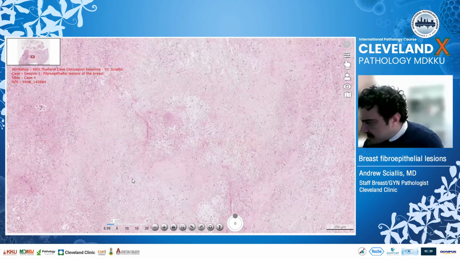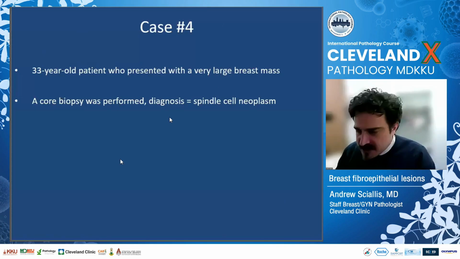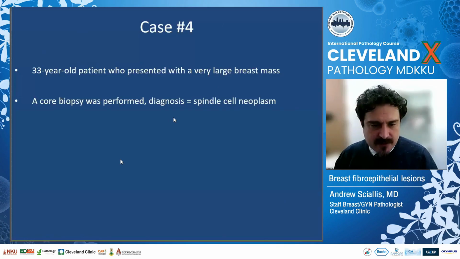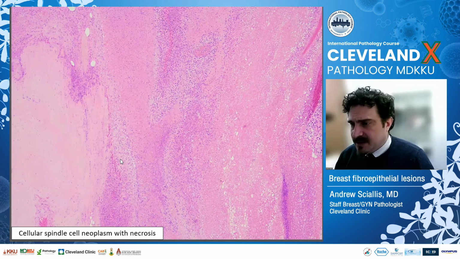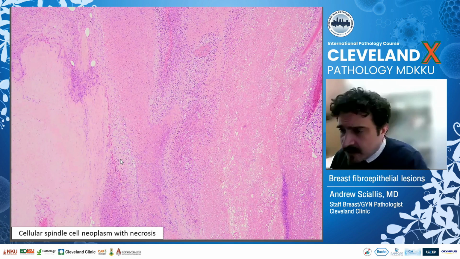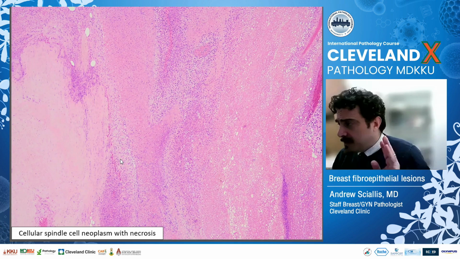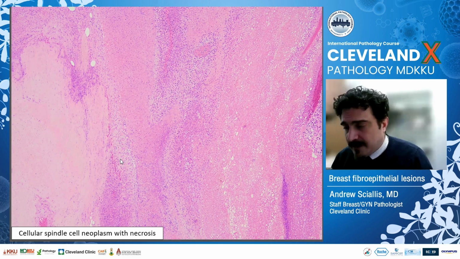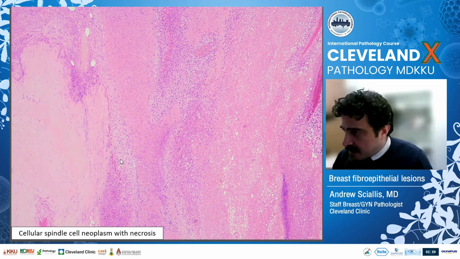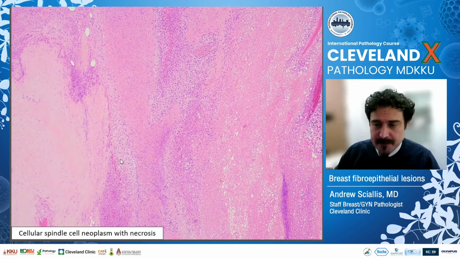Alrighty, so this one is pretty straightforward, and again, just going from a low to a high power view. Here we have a cellular spindle cell neoplasm with necrosis in its worst areas. I wouldn't know what to call this thing if I didn't have some of the other components in the background. And no wonder it was called a spindle cell neoplasm, because the differential diagnosis for something like this could be very broad, and you would have to think about the possibility of metaplastic carcinoma.